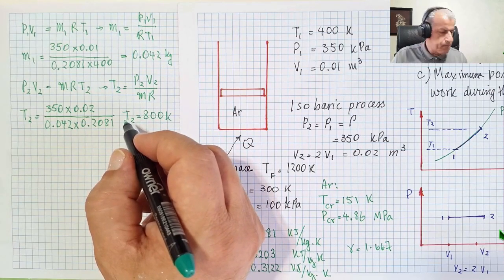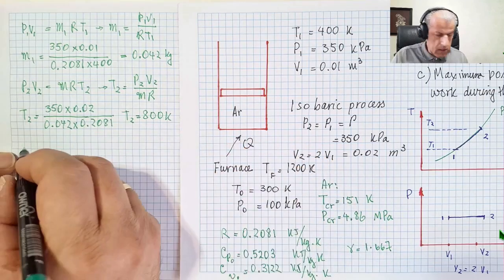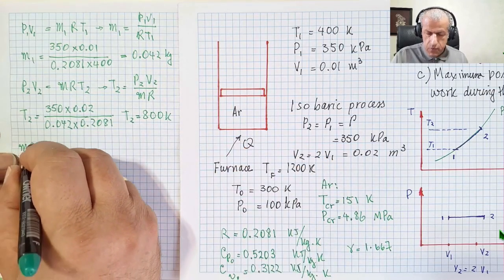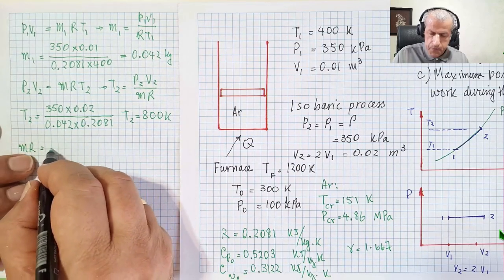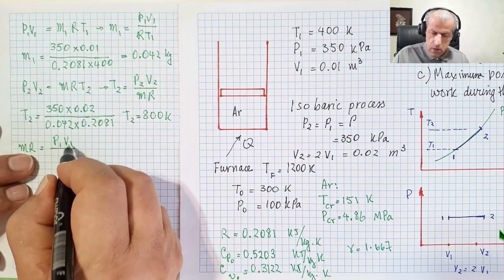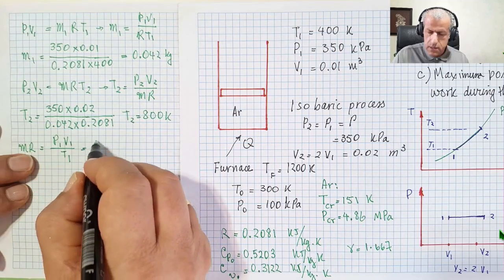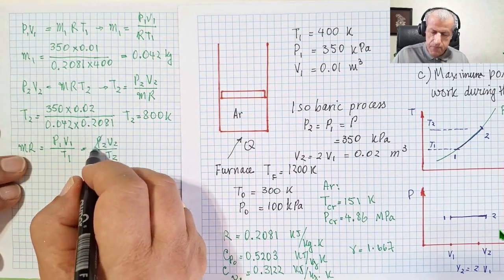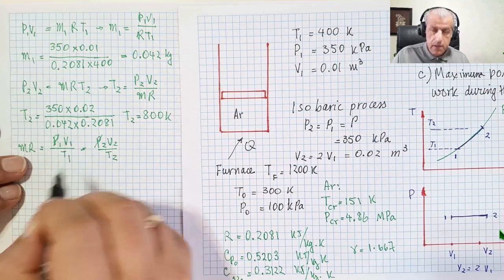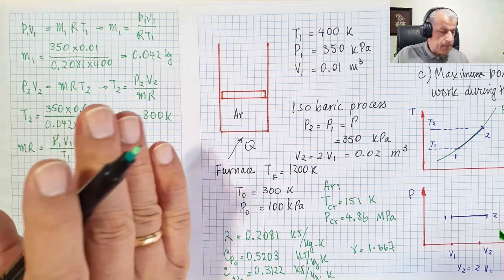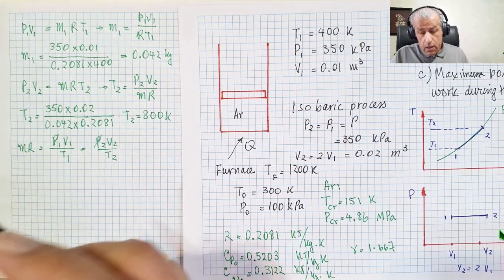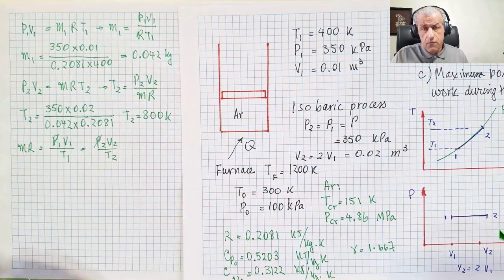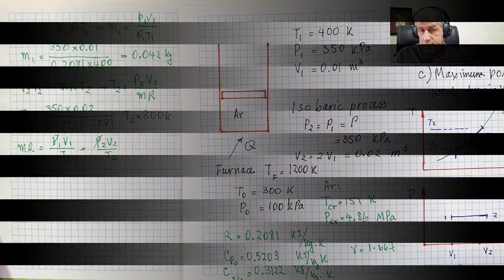The rest are the same. We could write it in this way: MR between points 1 and 2, P1V1 over T1 equals P2V2 over T2. Pressures are the same, volume has doubled, temperature has doubled. And that's the knowledge we can gain from properties. The only knowledge that we have used for the process is that it's a constant pressure process and nothing else.